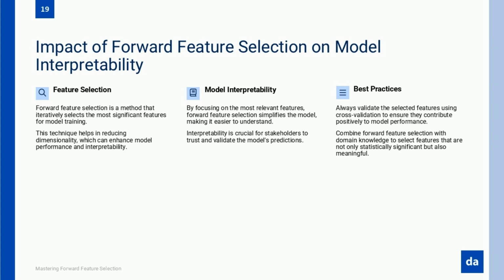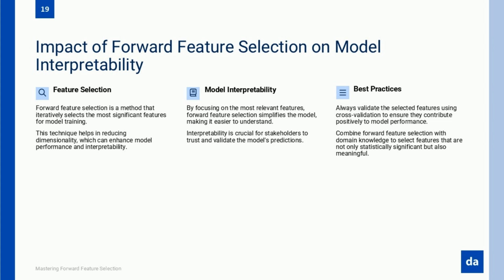Think about it like this. If a medical AI predicts that a patient has a high risk of heart disease, doctors need to know why. Was it their cholesterol levels, their age, their exercise habits? If the model was built using forward feature selection, you can actually point to the key factors driving the prediction. But if the model was trained on hundreds of unnecessary features, good luck figuring out what's really going on.